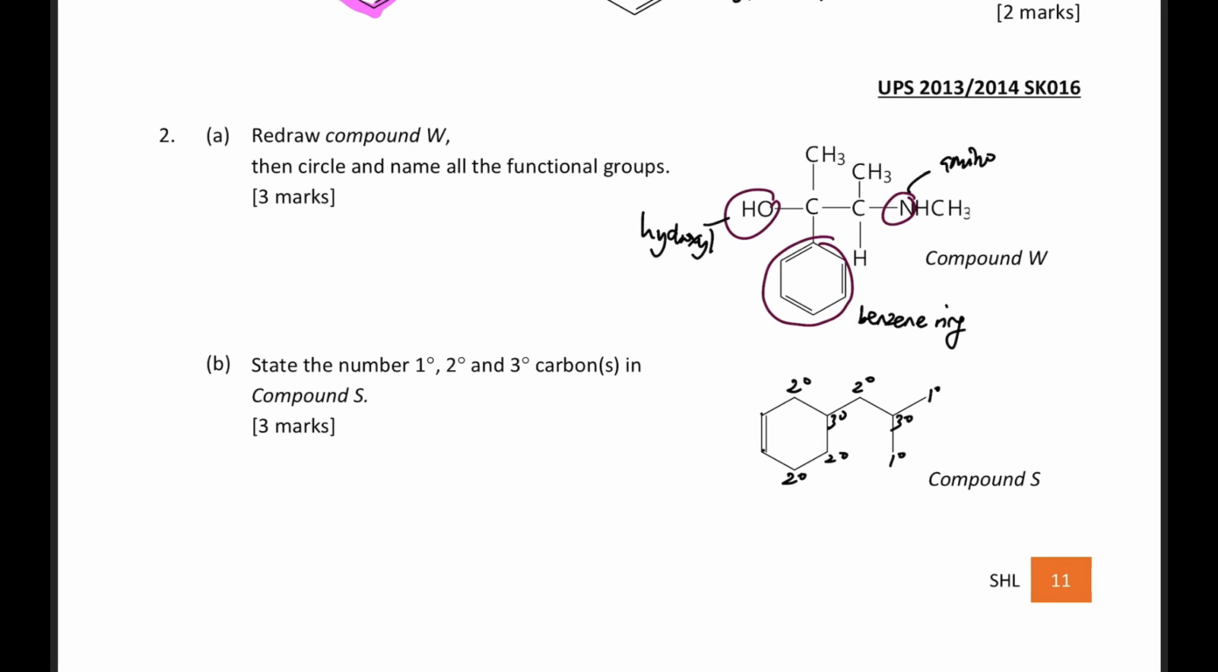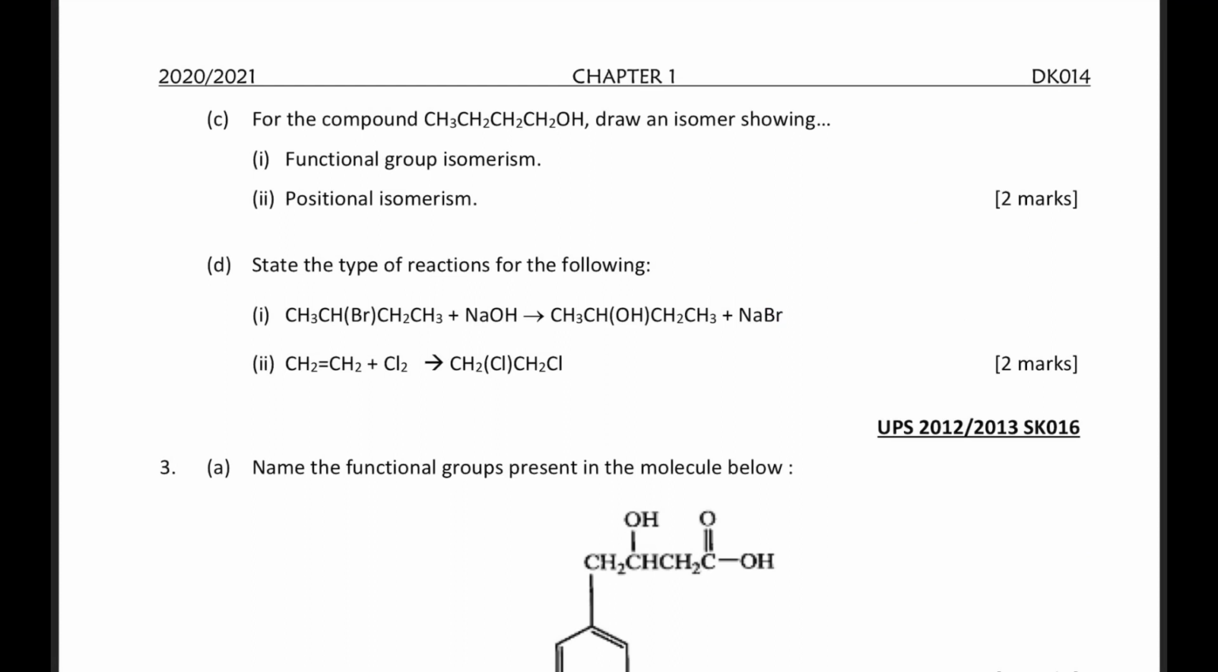As simple as that. So class of carbon, remember, class of carbon is depending on the number of carbons attached to that carbon. Bilangan carbon yang attached dengan dia. So kalau ditanya berapa number of primary carbons, secondary carbons and tertiary carbons. So primary kita ada 2, secondary kita ada 1, 2.